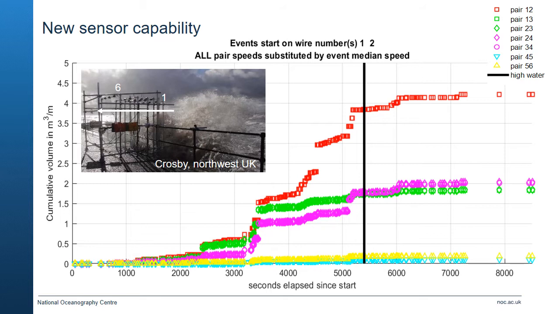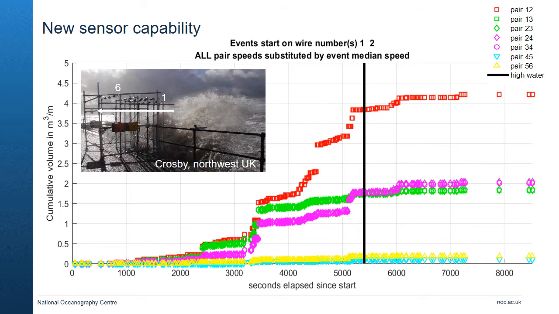The vertical line shows high water. We can see that on the flood tide there is a greater volume of overtopping than on the ebb tide. The sudden jumps in observation are when a single large wave or a rapid sequence of a few waves overtop the sea wall. The close overlap in values of wire pairs that have the same inland wire give us confidence in the results.